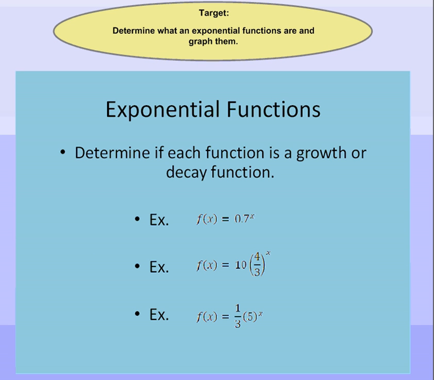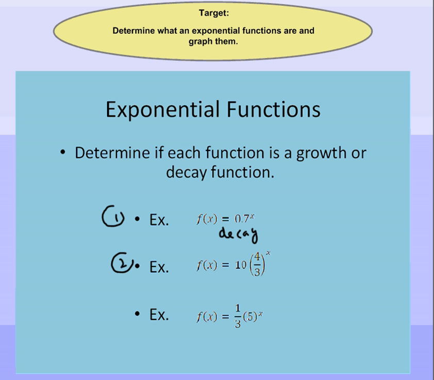We want to determine if these are growth or decay, so pause the video, please. Determine if each function is growth or decay. Example number 1 here, b-value is 0.7. This is decay. The a value is 1, the b value is 0.7, which is between 0 and 1.